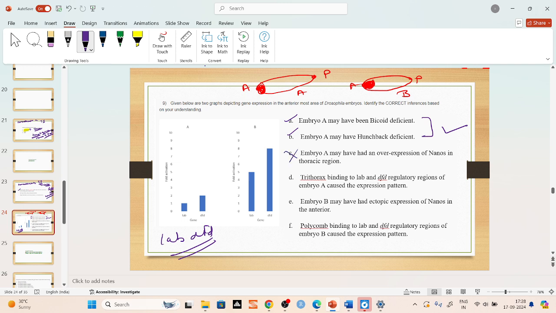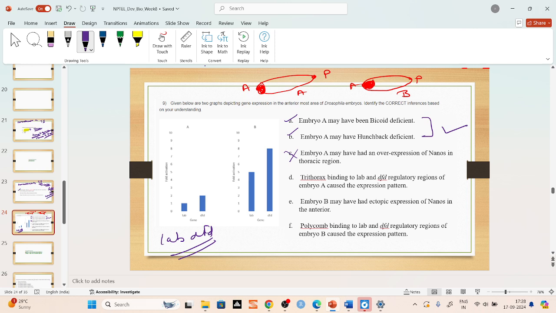This is false. Then, trithorax binding to labial and deformed regulatory regions of the embryo causes the expression pattern. So trithorax is another gene product which is involved in gene activation.